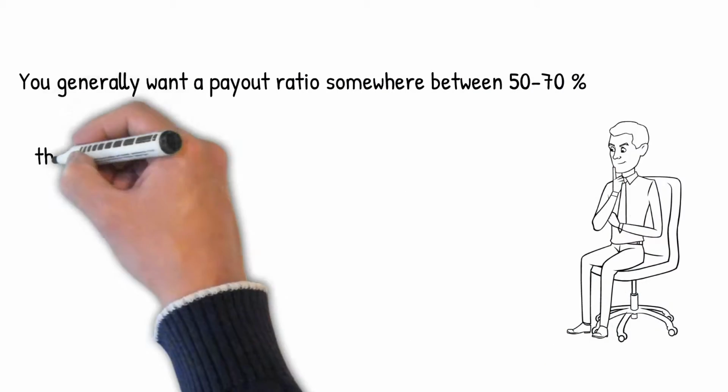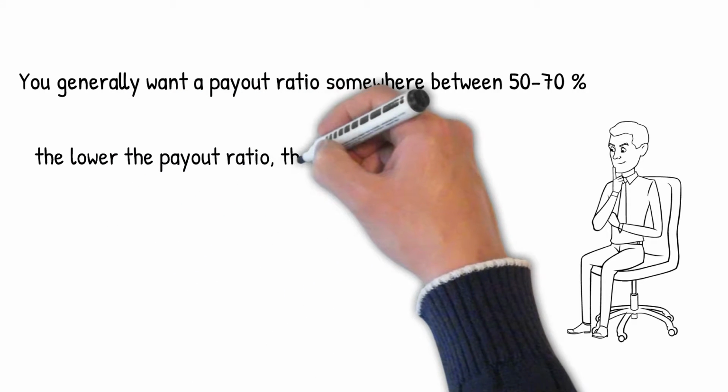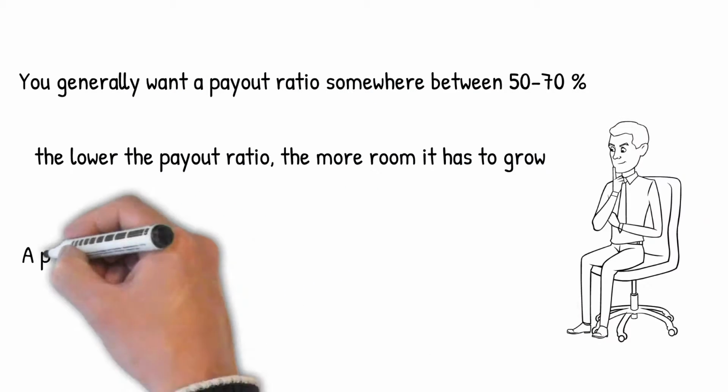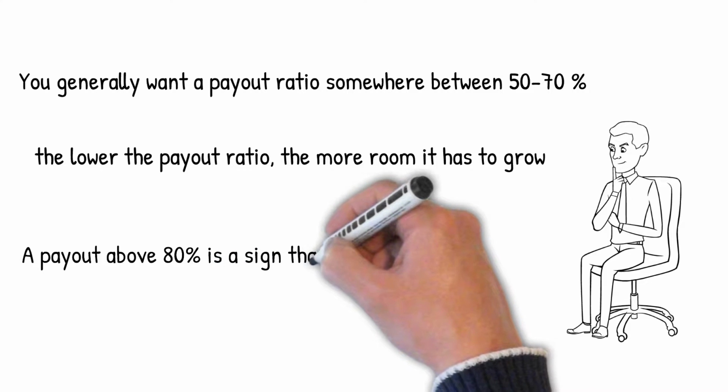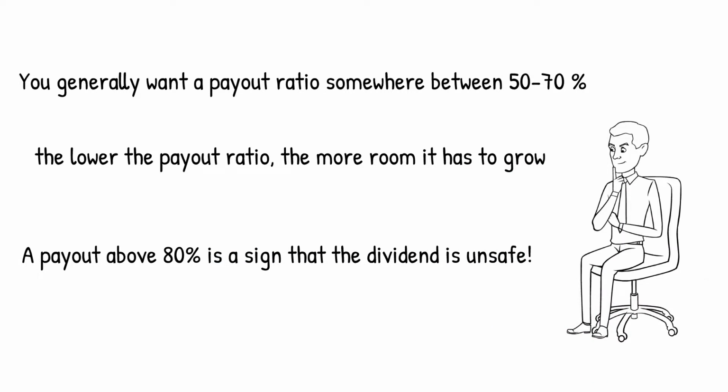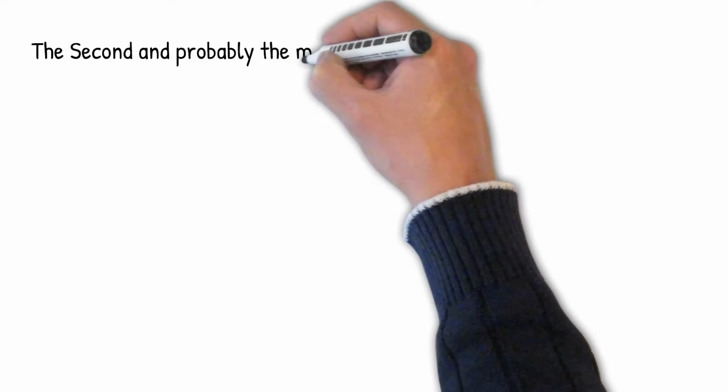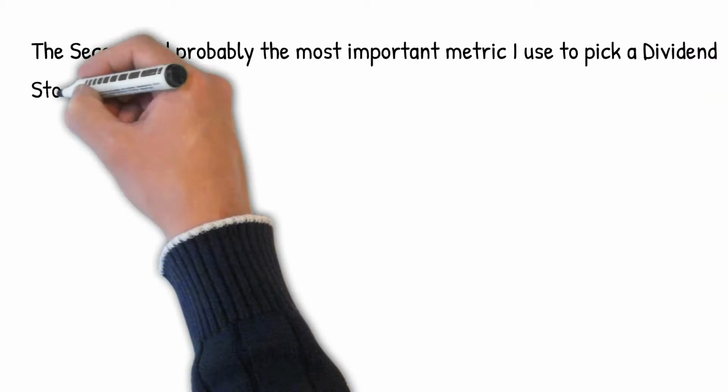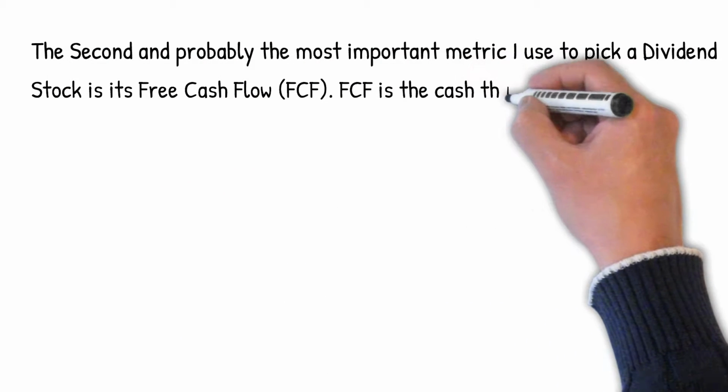Generally, the lower the payout ratio, the more room it has to grow its dividends. Any payout ratio that is above 80% is something to keep an eye out for because it might indicate troubles ahead. The second and probably the most important aspect I look at is a company's free cash flow.